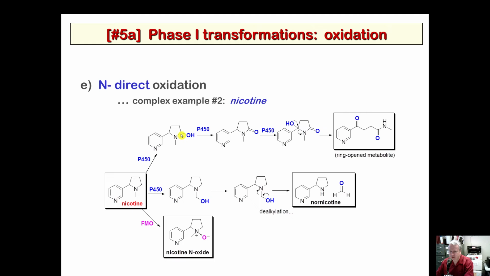And when it oxidizes a second time, that oxygen can kick off the first oxygen, and then you make an amide. And then it can oxidize again. P450 can oxidize on the other side. And then that is another hemiaminal, and that oxygen can swing in, kick off the nitrogen, and then you make this kind of ring open metabolite. So all of these things that are observed, this isn't just theoretical.